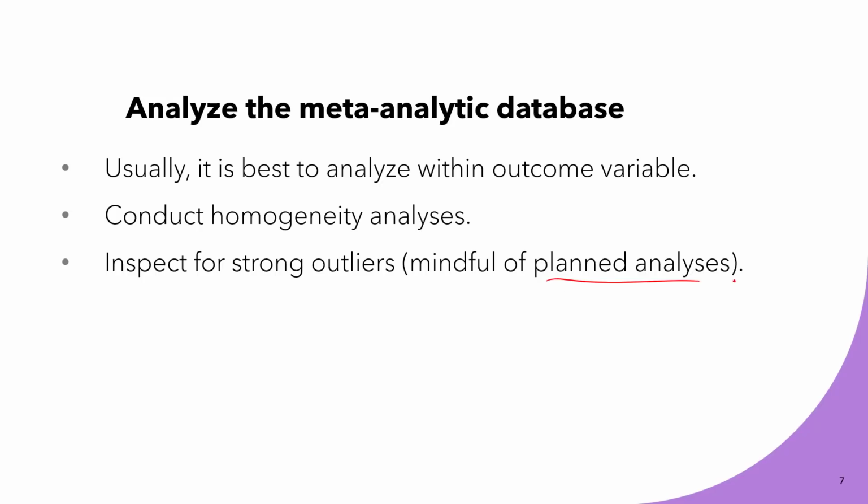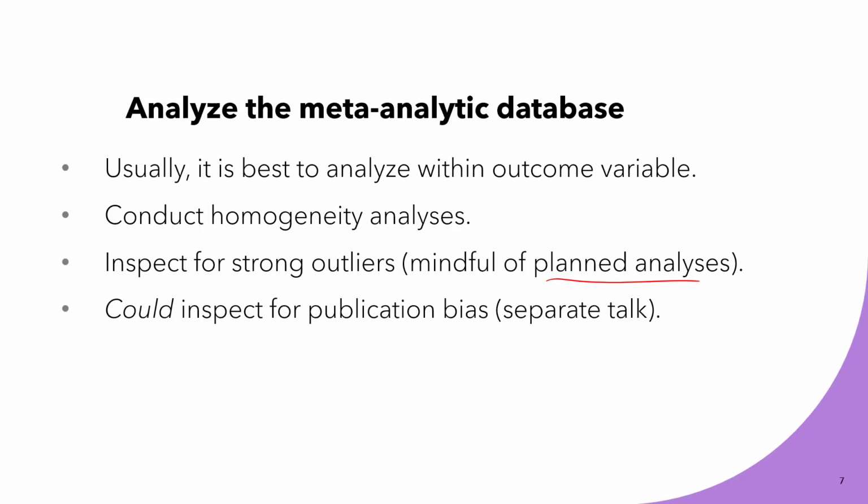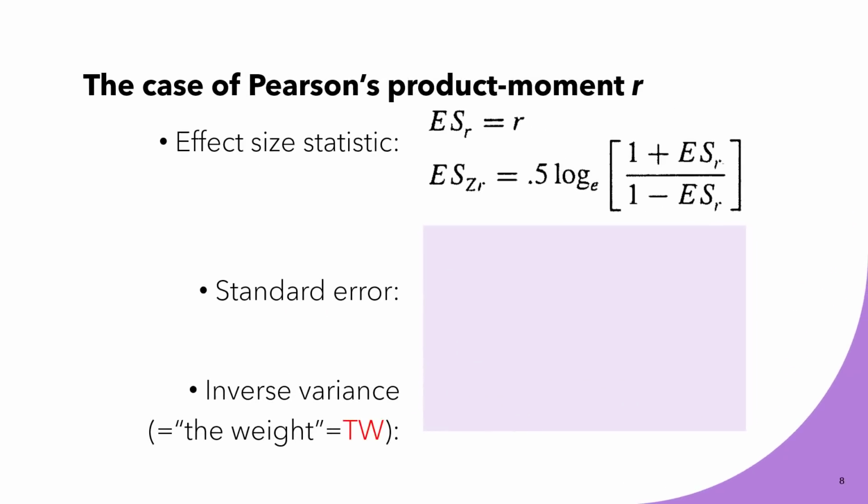But you can see what I'm telling you there is that you might see outliers when you look at overall effect size databases, but maybe they're outliers because of moderators that you're going to examine. So keep this in mind. You could inspect for publication bias, but there, again, I'll refer you to a separate talk. So for today, we're going to ignore that.